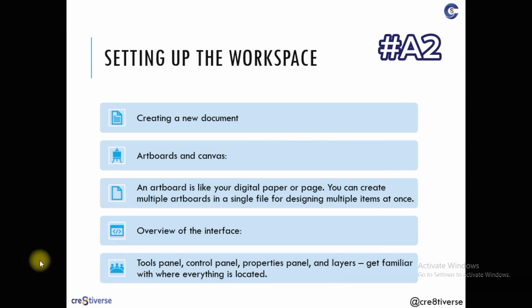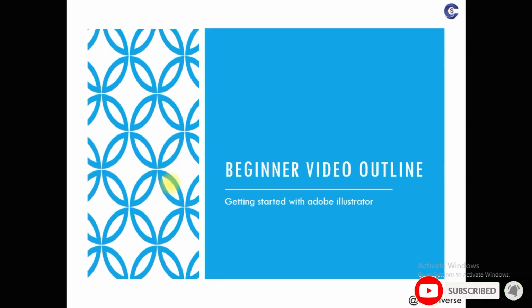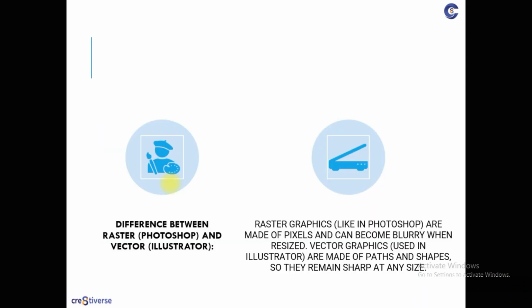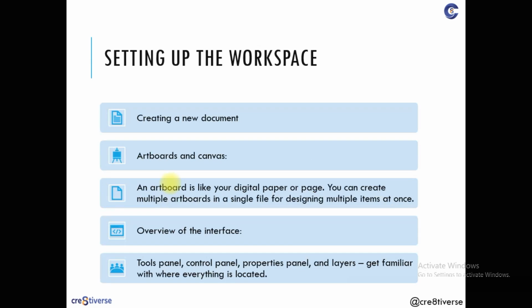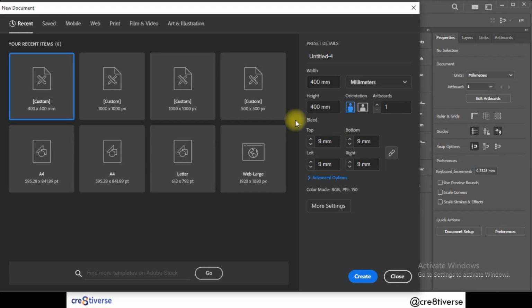In the first class, we looked at Adobe Illustrator, what it is used for, the differences between raster and vector. And we also looked at creating a new document. So I want to differentiate between Artboards and Canvas right now. So let's move on to our Adobe Illustrator.